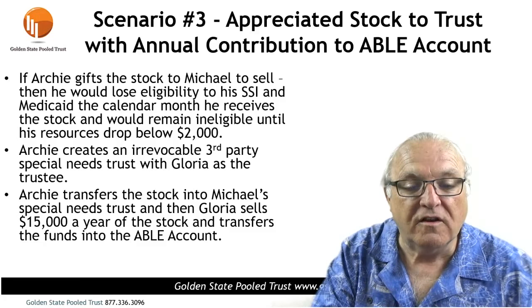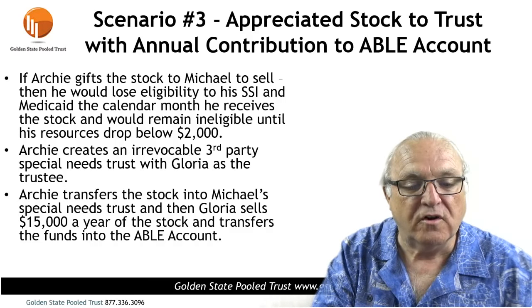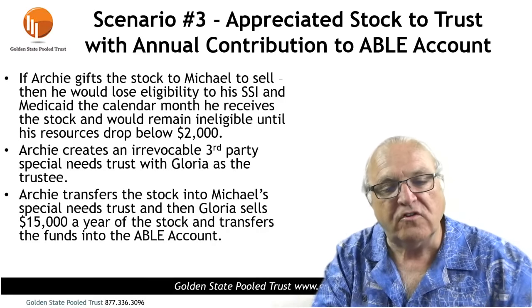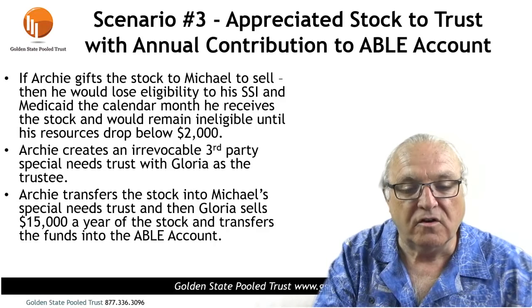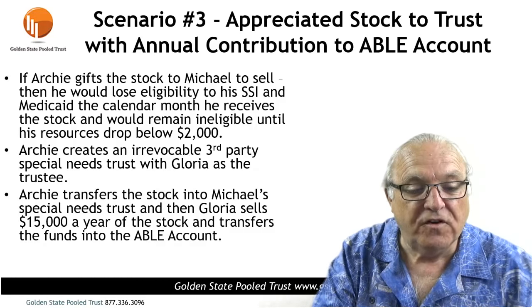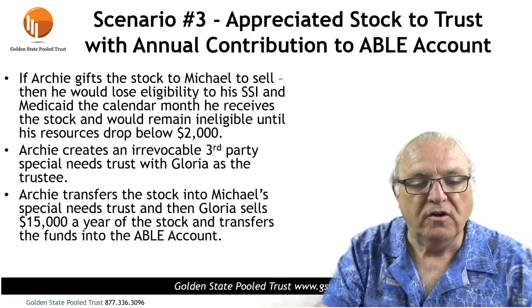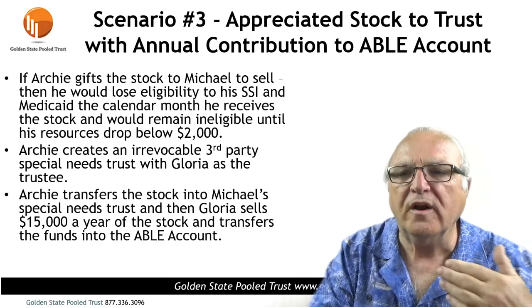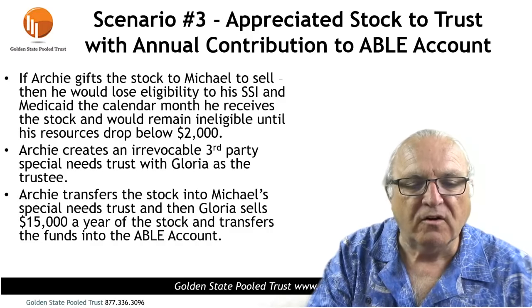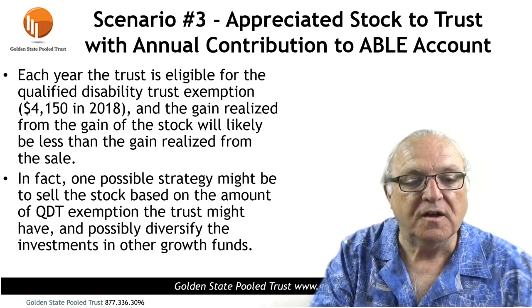If Archie creates an irrevocable third-party special needs trust with Gloria as the trustee, then Archie can transfer the stocks into Michael's special needs trust, and then Gloria sells enough of the stock to give us $15,000 a year in cash, or whatever the amount is as the cost of living increases, and transfers those funds into the ABLE account.